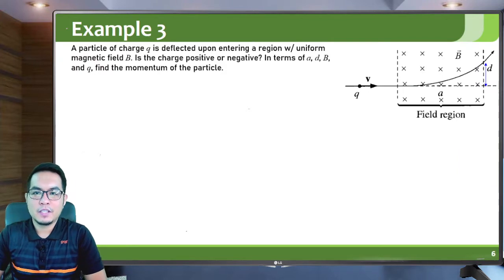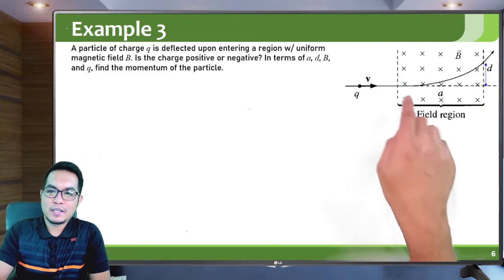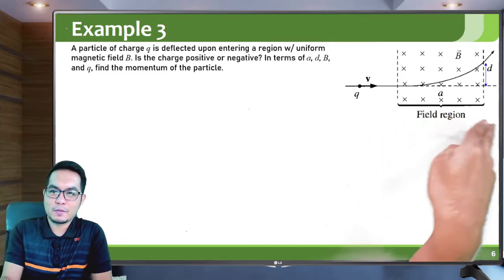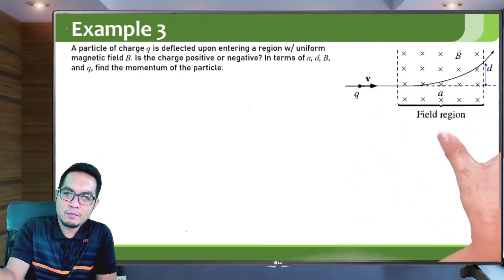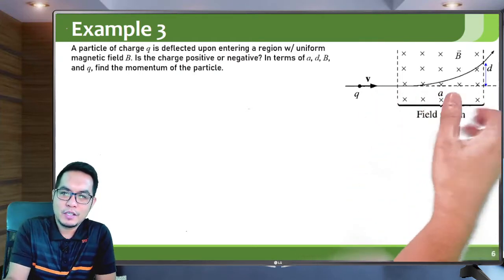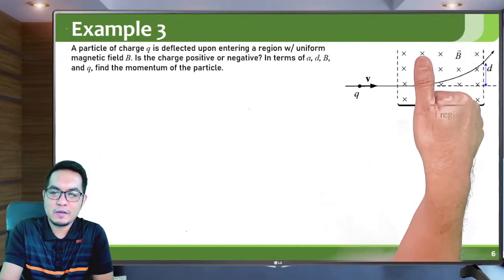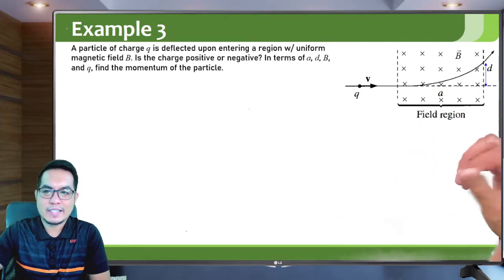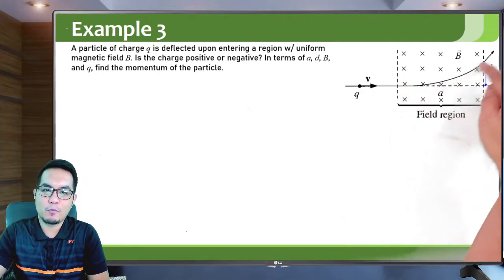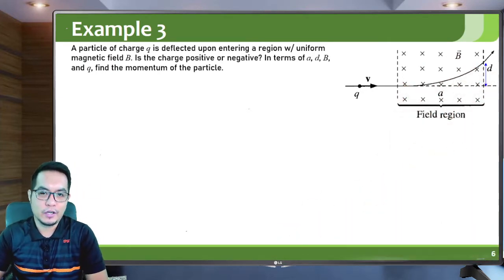Okay. So the question now is the charge positive or negative? So what do you think? So V cross B. So when the charge enters here, you perform a V cross B. So using right-hand rule, V cross B, magnetic field is into the page. So you get up. So if it's positive, it's deflected upward, then it's positive. If it's deflected downward, then it's negative. So in this case, since it's deflected upward, then it's a positive charge.